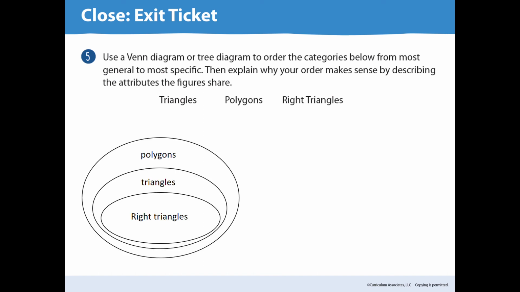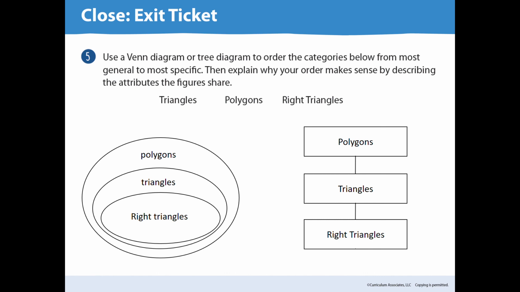So here is an example of a Venn diagram that we can make with these terms, triangles, polygons, and right triangles. The most general term is polygons, and then inside the category of polygons are triangles, and then inside the category of triangles are right triangles. And then this is what a tree diagram would look like. Polygons is at the top, and then under polygons is the subcategory of triangles, and then under triangles we have the subcategory of right triangles.